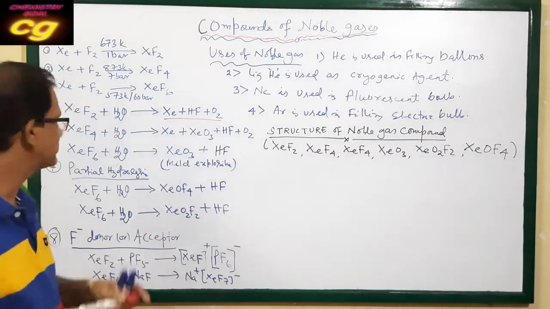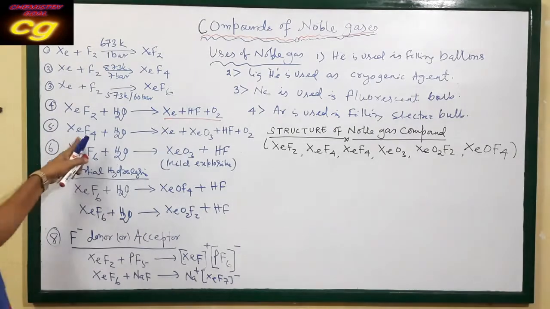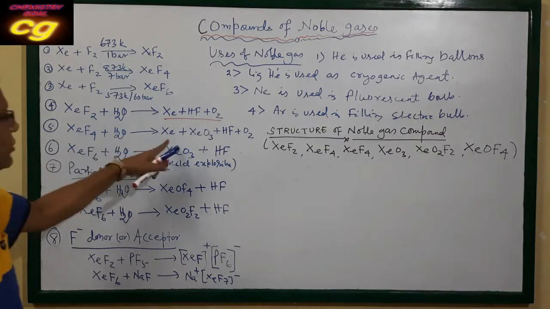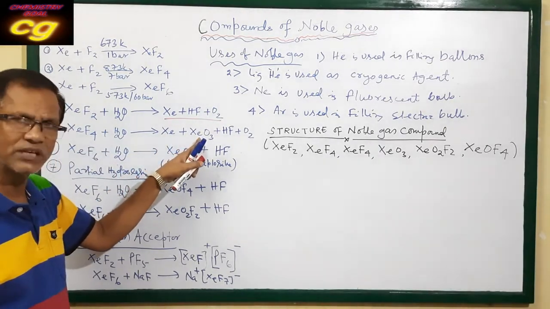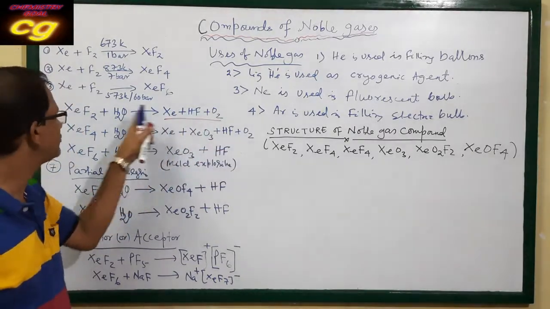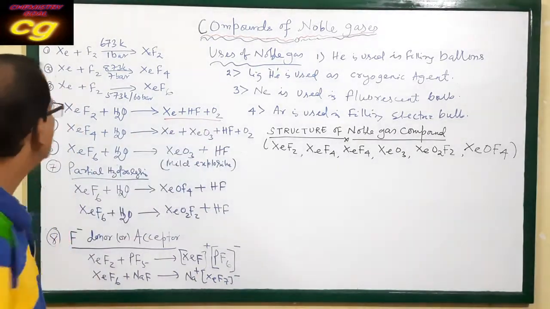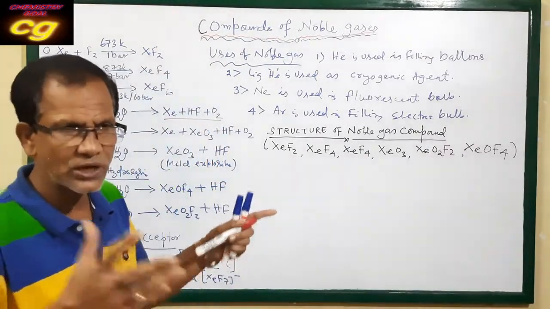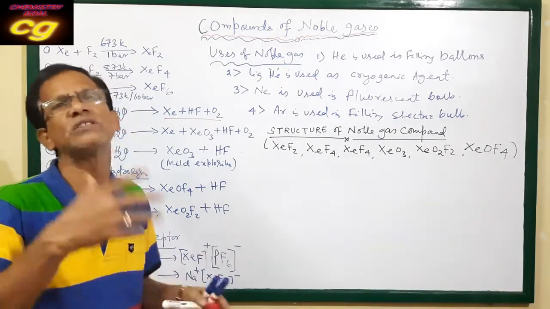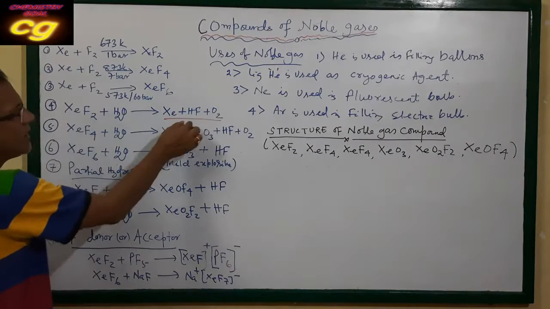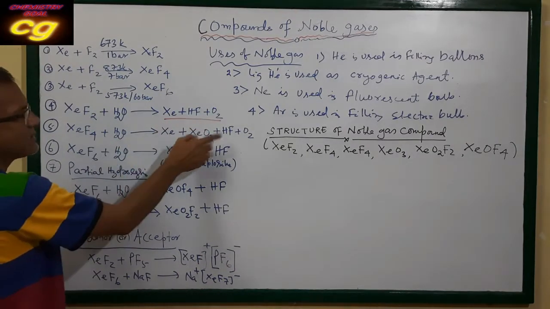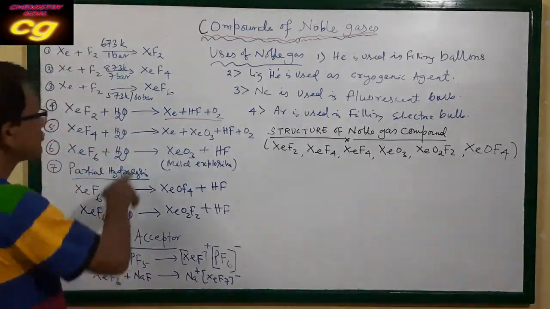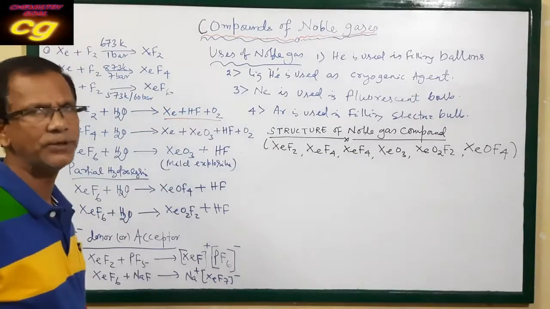This is complete hydrolysis. Similarly, when xenon tetrafluoride undergoes hydrolysis, it produces xenon trioxide, HF and oxygen. You see, in both cases HF is produced. Why? Because fluorine has more affinity towards hydrogen. That's why it produces the HF molecule. First case HF, second case HF, always HF, because fluorine has more affinity towards hydrogen, and the remaining is oxygen.